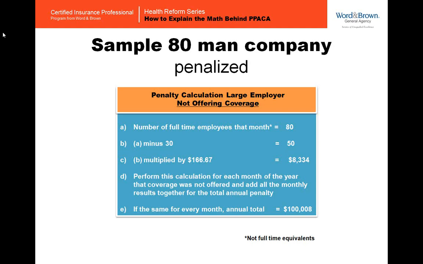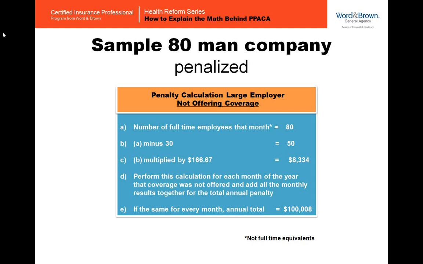30, leaving him 50. And then for every month that he has those 50 people uncovered, if any of them go to get a premium tax credit from the exchange, he is fined one-twelfth of $2,000 for every person in the company. And yes, you heard me right. One employee, in this case, kicks off the fine for everybody else.